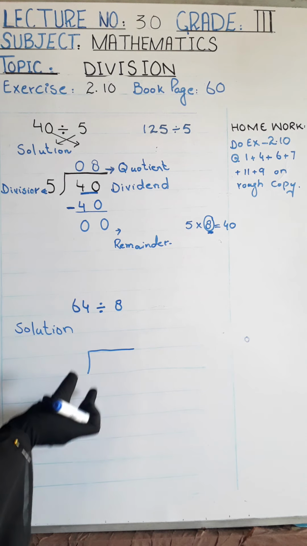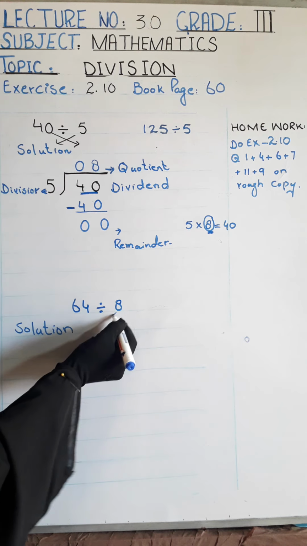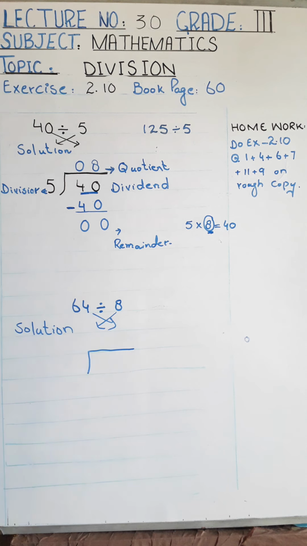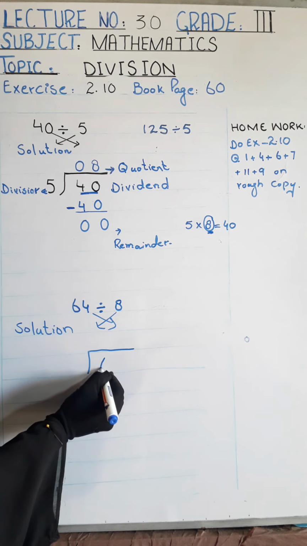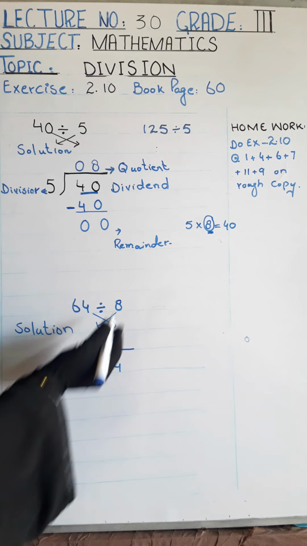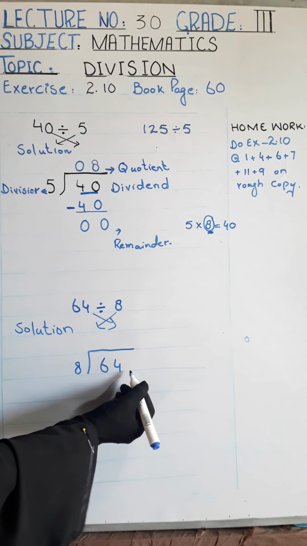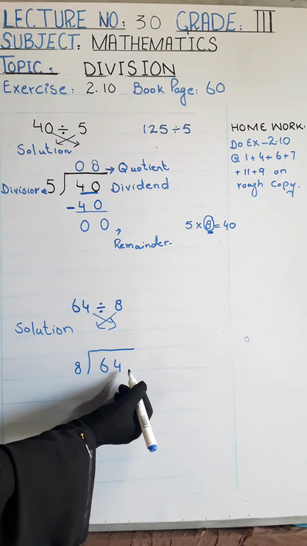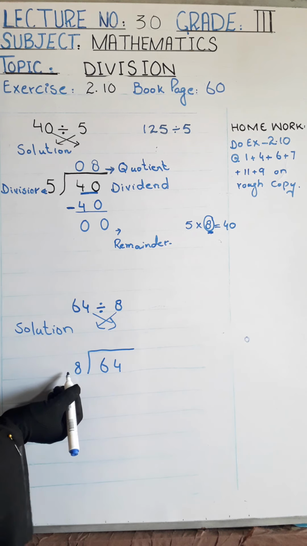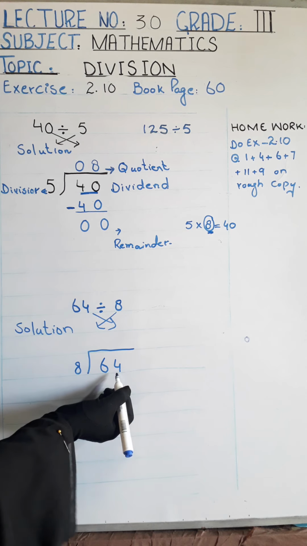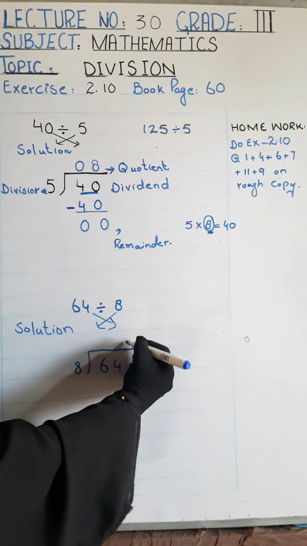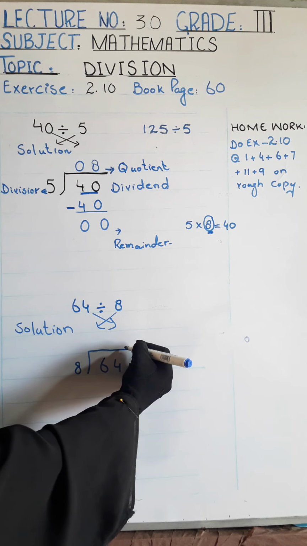Just consider it, student. Again, we set up the numbers in long division. We write the greater number inside and the smaller number outside. Again, this number is called the dividend, the number which is to be divided. This number is called the divisor, the number by which we divide the dividend. Clear? And here we write the answer, which is called the quotient.